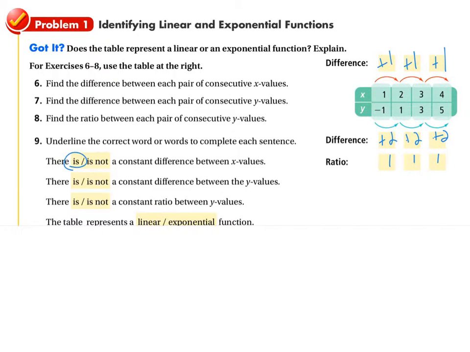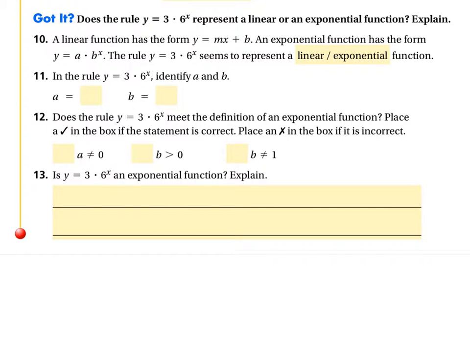There is a constant difference between the x values, and there is a constant difference, again, we're using the word difference here, between the y values. So this is a linear function. There is not a constant ratio between y values. If there was, it would be an exponential function, but there's not. So a linear function has the form y equals mx plus b. An exponential function has the form y equals a times b to the x.